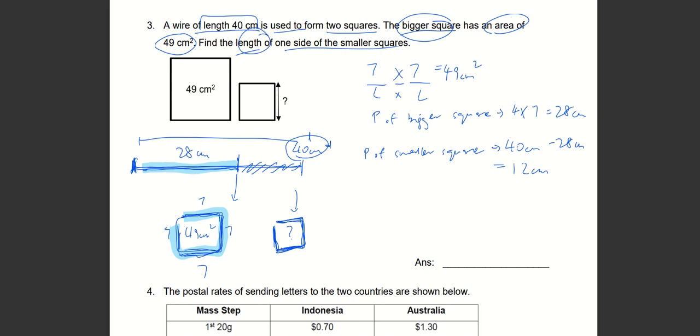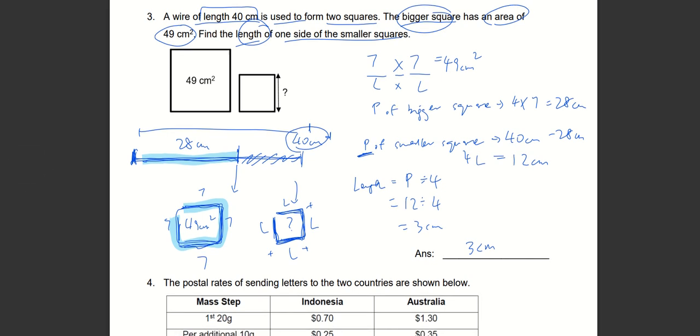Okay, then the next question is the length of the side. Now, knowing that this is the perimeter, we know that it will be length plus length plus length plus length. So if you want to know one length, you have to take the perimeter divided by 4, because the perimeter here is made of 4 lengths. So I have 12 divided by 4. That makes 3 centimeter a side for this smaller square. Okay, so that's the answer for question 3.